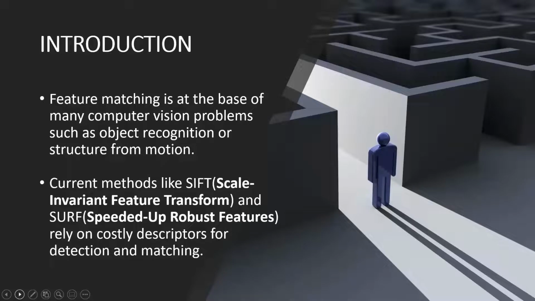Feature matching plays a crucial role in many computer vision applications like object recognition, robotic mapping and navigation, image stitching, 3D modeling, video tracking, and the list is endless. Current methods which can perform feature matching like SIFT and SURF either rely on costly descriptors or perform very poorly.